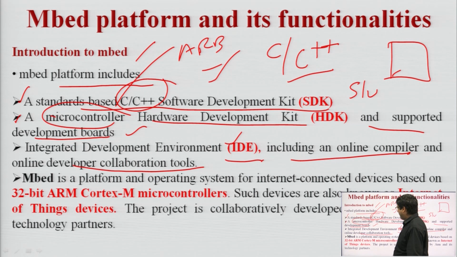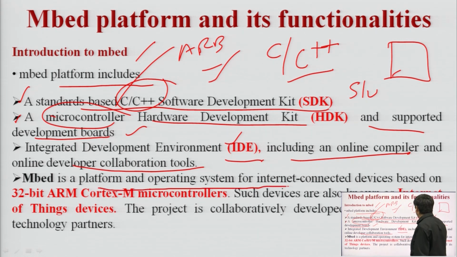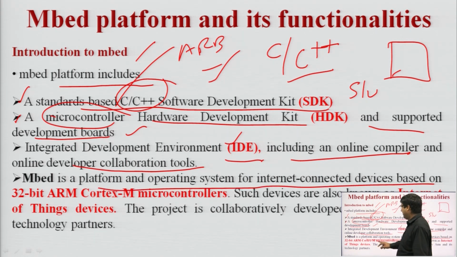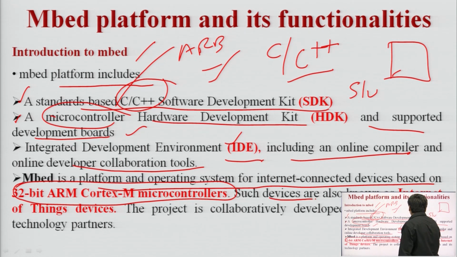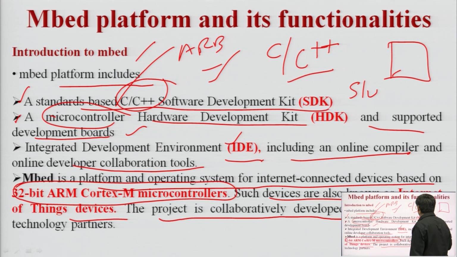Okay. So Mbed is a platform and operating system for interconnected devices based upon the 32-bit ARM Cortex-M microcontrollers. In the previous lectures, we have discussed the ARM Cortex-M microcontrollers. Here you can see M0, M0 plus, M2, M3, a lot of microcontrollers are available. Okay. So such devices are also known as Internet of Things devices. The project is collaboratively developed by ARM and its technology partners.